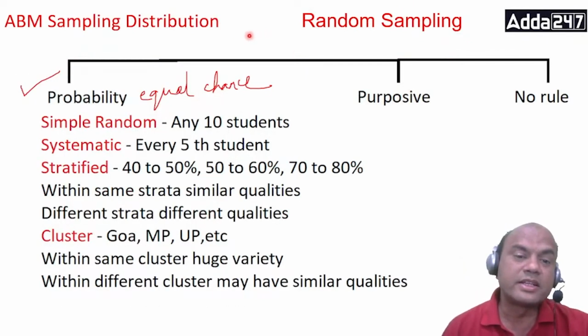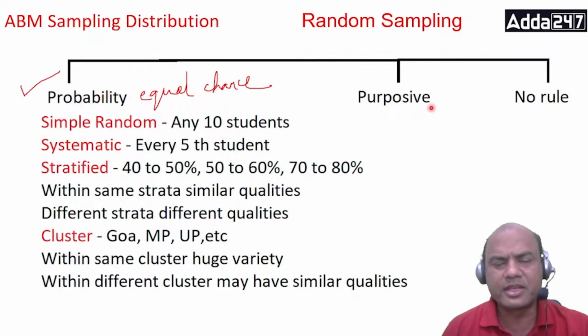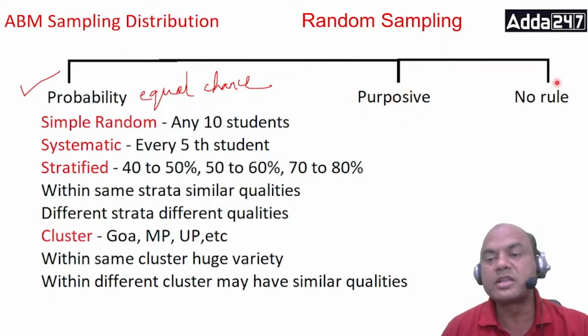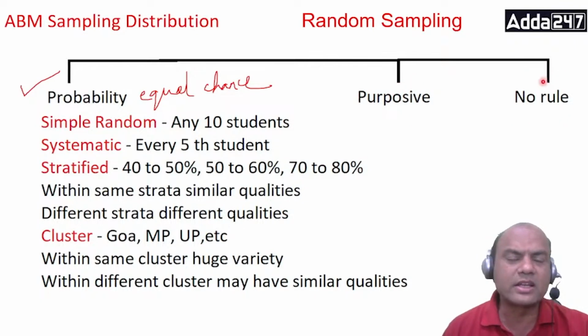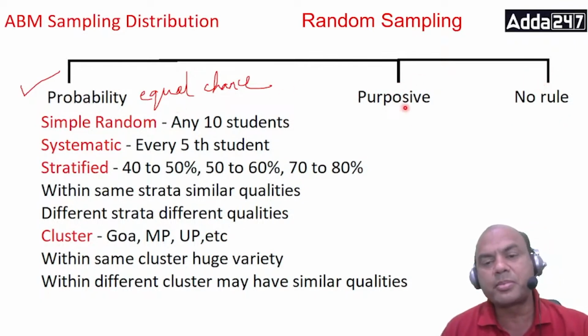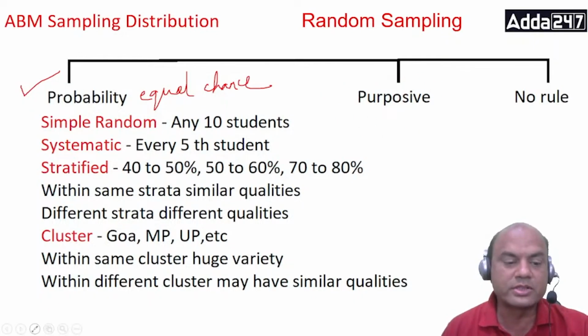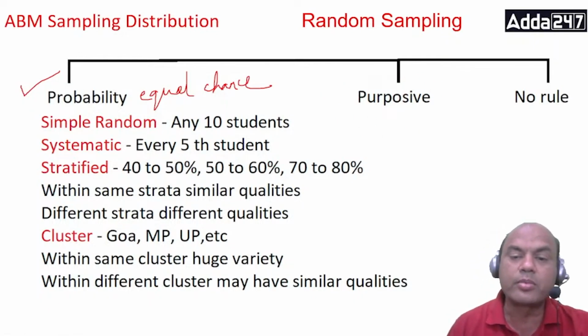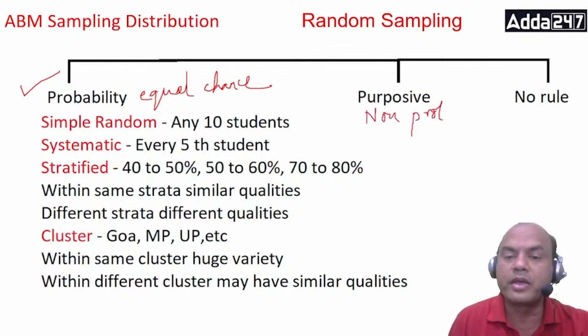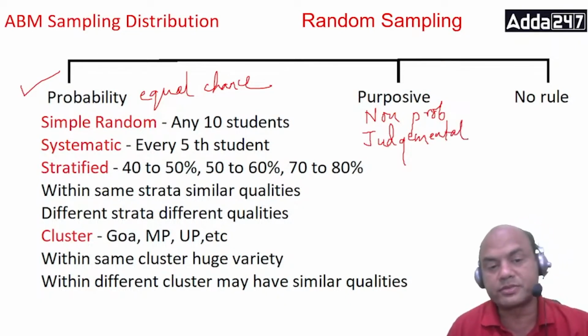Now look at this. Sampling is generally of three types, or two also we call it. Probability, purposive, and third is no rule sampling. Now no rule is generally not asked in exams. Probability and purposive are asked many times. Purposive is also called non-probability. It is also called judgmental. Here I'll write the words. It is non-probability, also they call it non-prob. And the next one is judgmental. That is also another name for purposive.